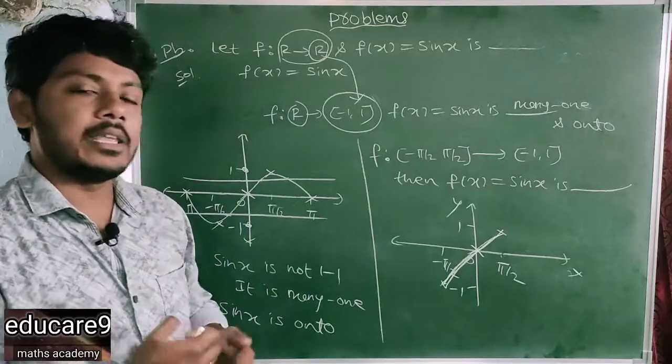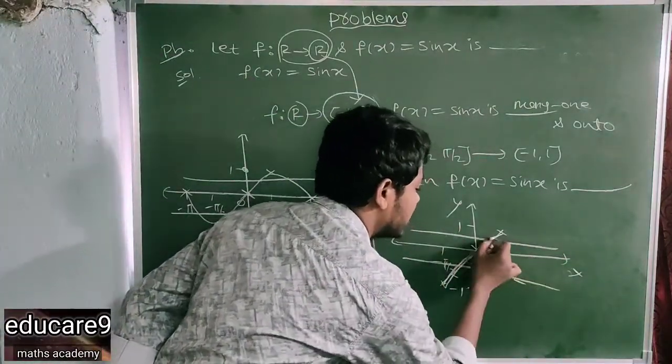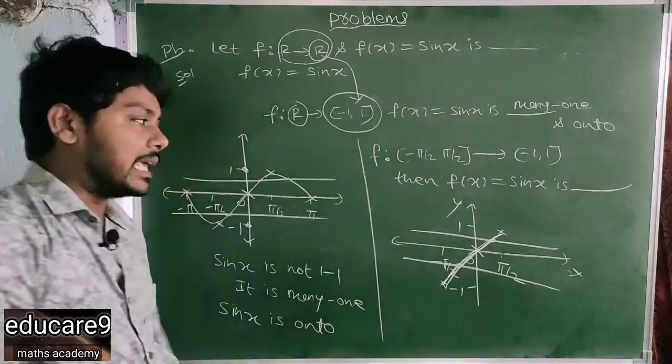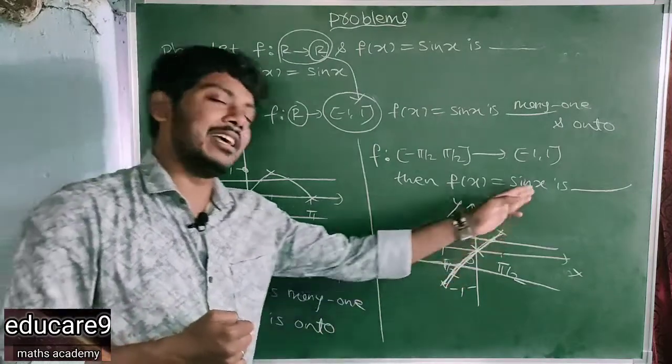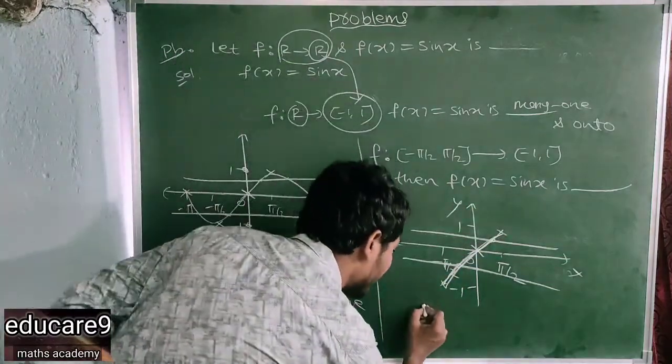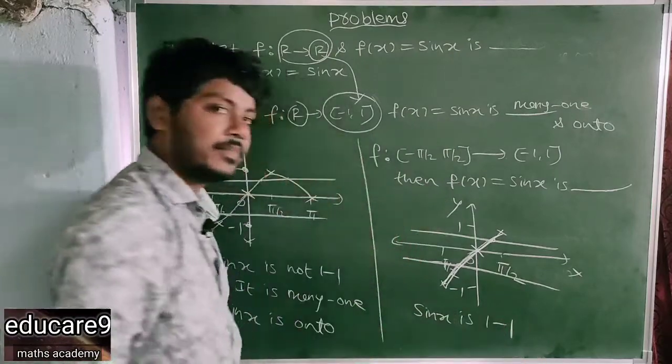Now draw the horizontal lines. See here, these are the horizontal lines. Horizontal line touches the given graph at one point. So in this case, clearly sin x is 1-1.